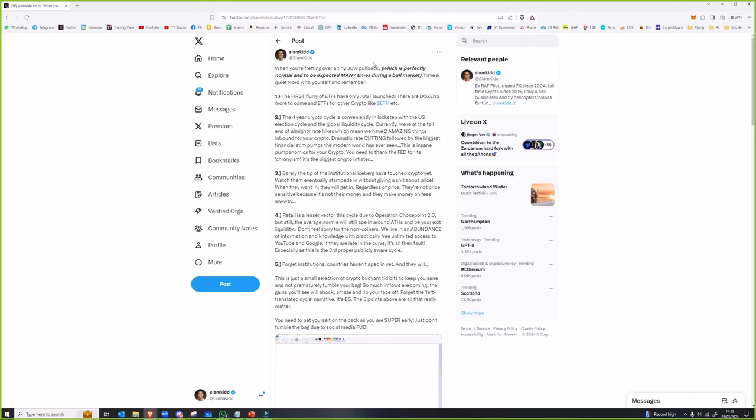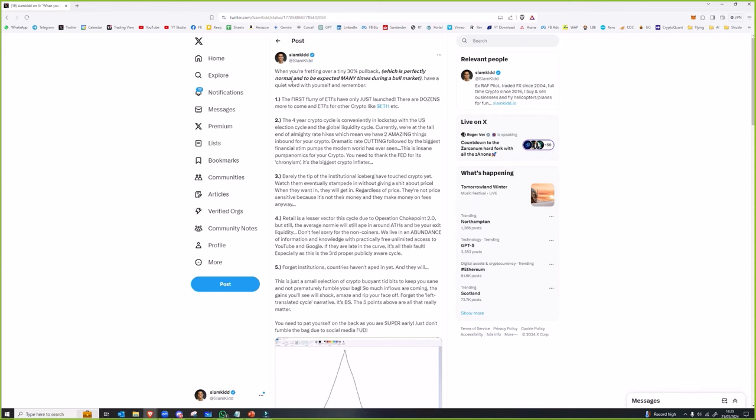And I know you probably all read this, but I'm going to go through it because maybe I can add some meat to these bones. But basically, when you're fretting over a tiny 30% pullback, which is perfectly normal and expected many times during a bull market, have a quiet word with yourself and remember.